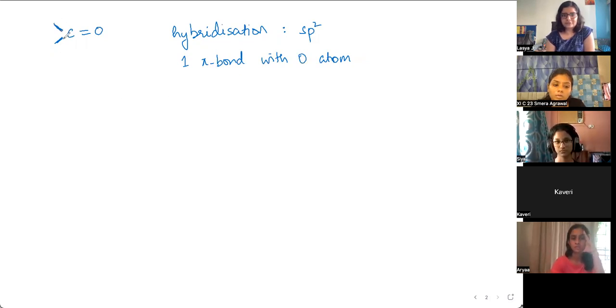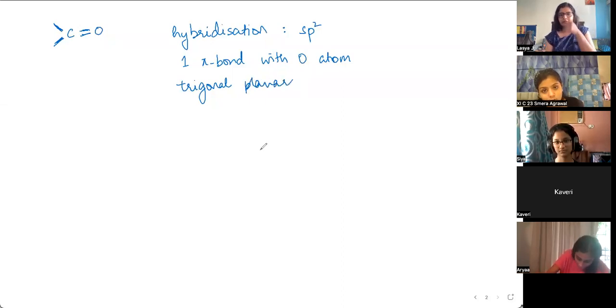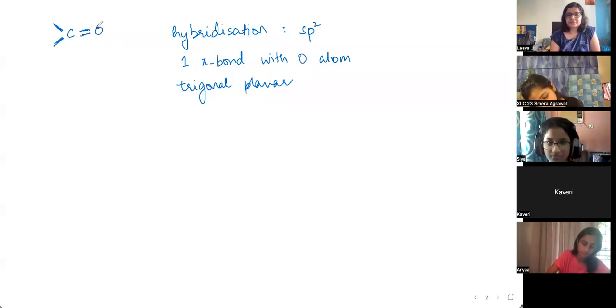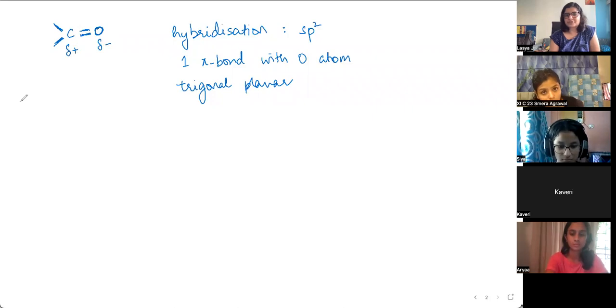What shape? Trigonal planar. Trigonal planar, yes. This bond is also polarized. So oxygen being electronegative, this would have a slight negative charge. This has a positive charge.